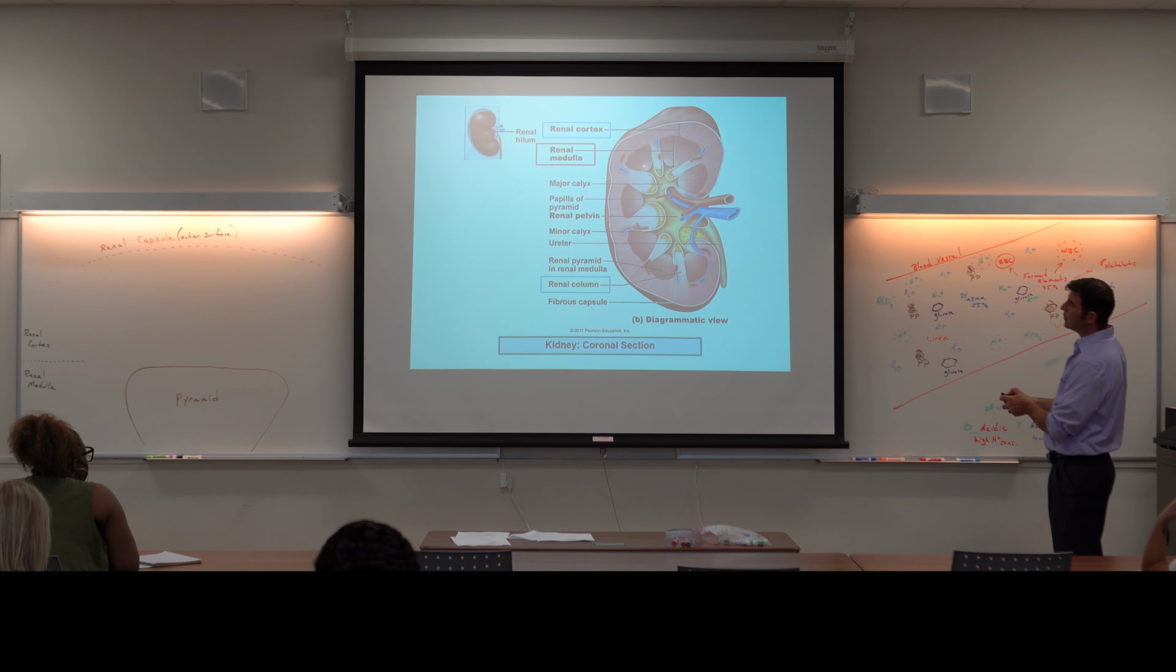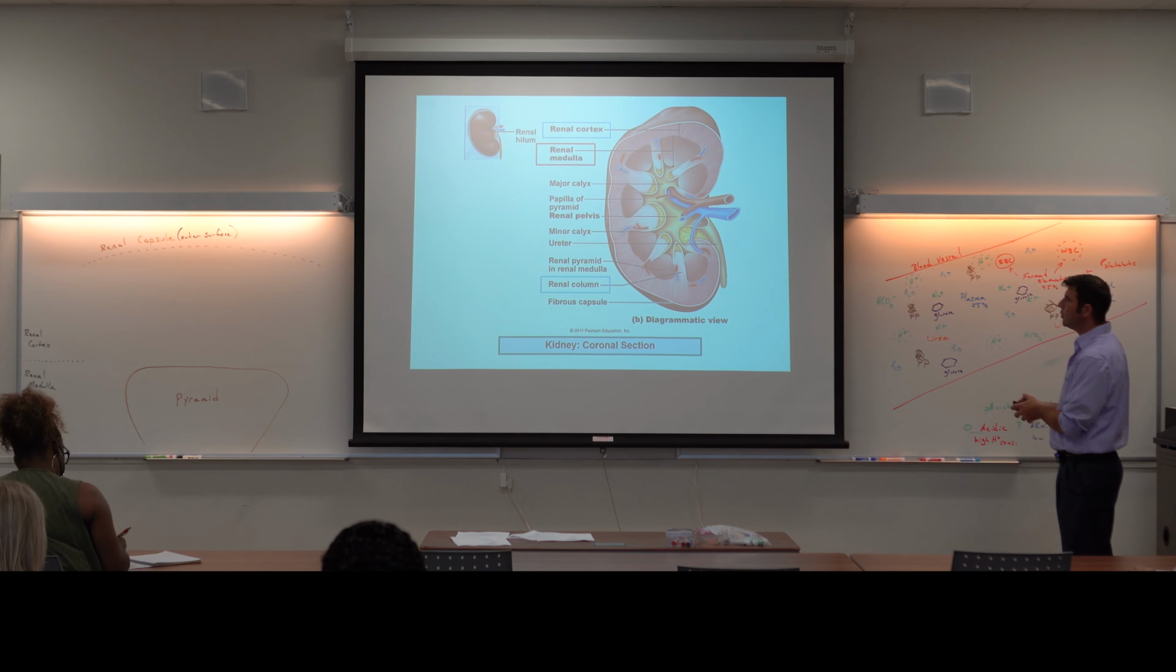So all of the filtrate is going to drain from the apex of these pyramids and enter these calyxes. We're going to call these at the tips of each pyramid, this is a minor calyx. Again, we'll see all of this as we go through the slides.